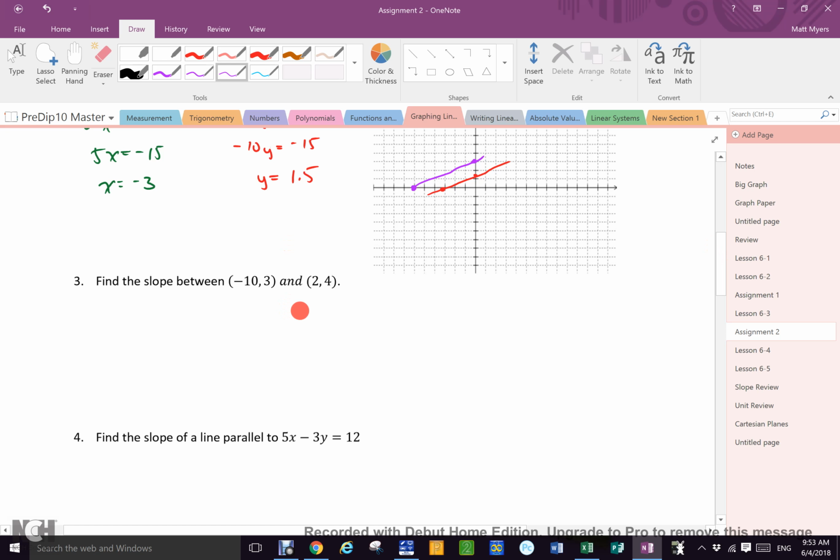Find the slope here. It is either 4 minus 3 over 2 plus 10, or 3 minus 4 over negative 10 minus 2. But they're the exact same thing. So wait, 1/12. The top one.